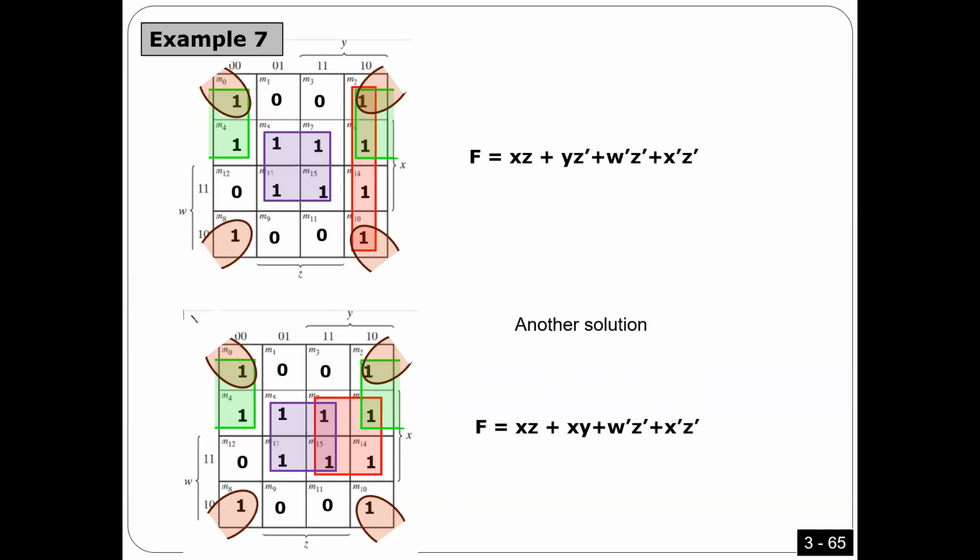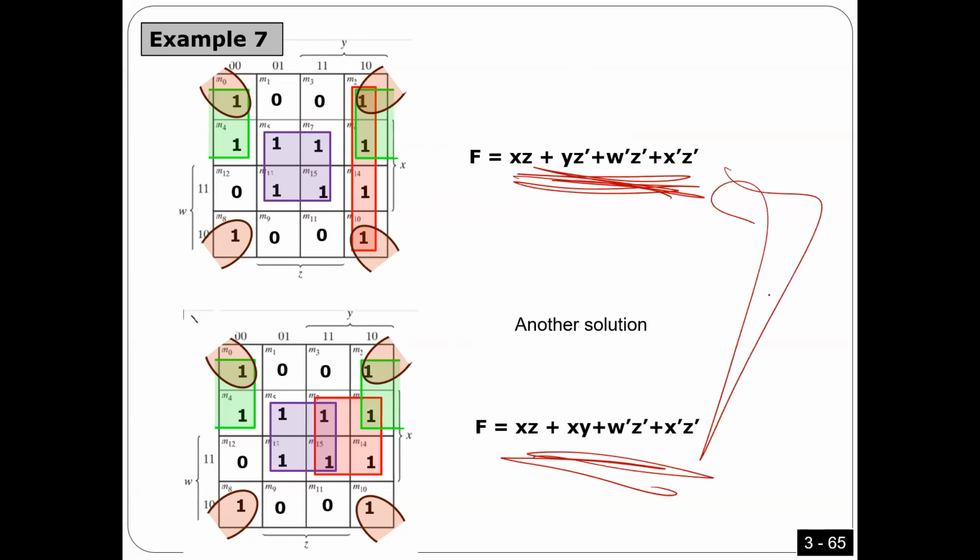As I told you before, in most cases, the most simplified function has only one solution. However, in some cases, you can have two solutions. Both of them are okay. This is the case here. If I make groups this way, using this one, I can have this, the most simplified, and this one is also the most simplified. Two different solutions, both of them the most simplified.